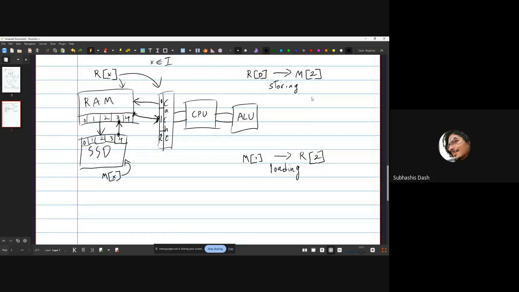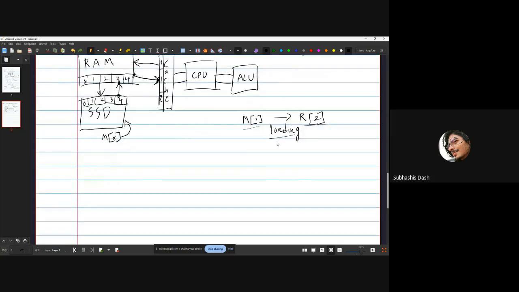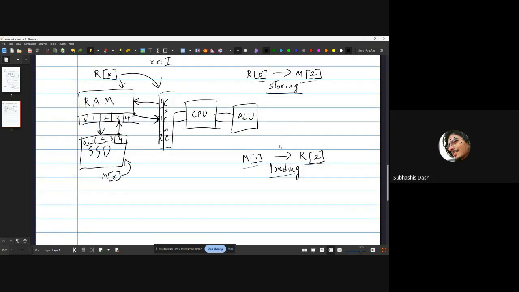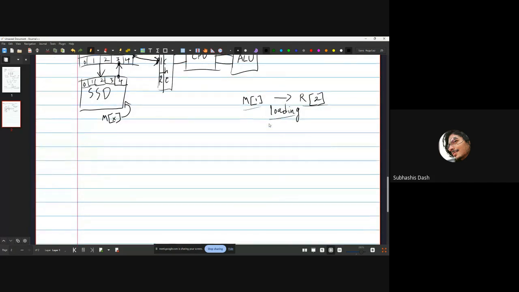But yeah, storing, essentially we are copying from register into memory. Loading means we are copying from memory into register. Is that okay? Anyone any doubts? Okay.